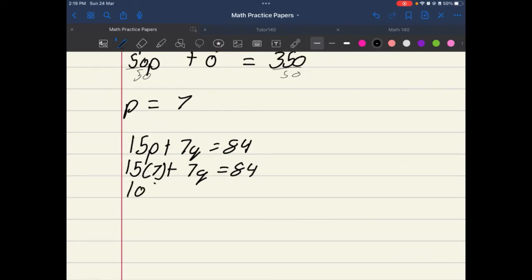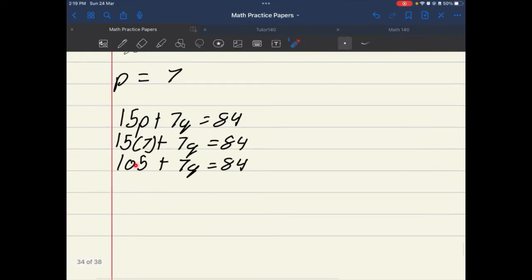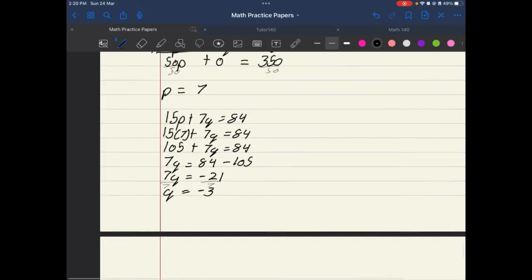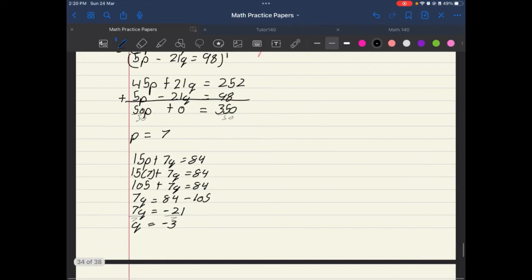15 times 7 is 105 plus 7q equal to 84. Send the 105 over, so that'd be a negative 105. So 7q is equal to 84 minus 105. 84 minus 105. So 7q is equal to negative 21. So q is equal to negative 3, because we divide both these by 7. Okay. So our values is 7, negative 3. Next question.